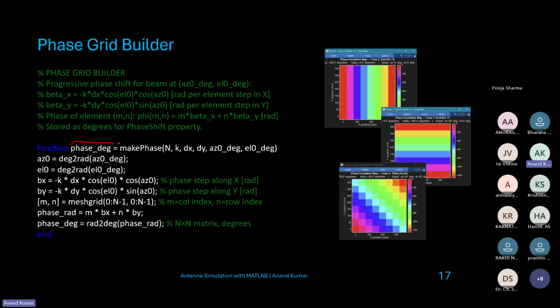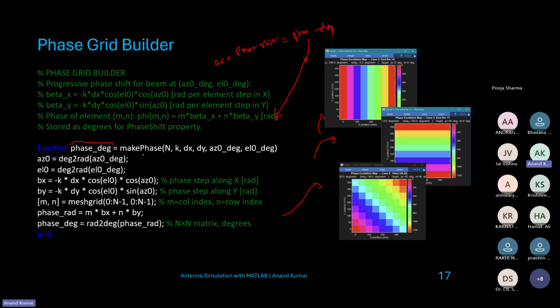Sorry about that. In the build array, we had seen when we created the object ARR, we gave it phase shift. Phase shift is equal to phase dot degree. And this is how we are defining the phase degree over here. So this is the phase map. And if you plot this phase map, it will look like this for different cases.